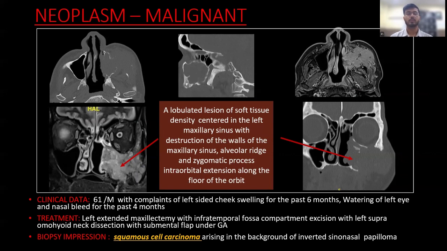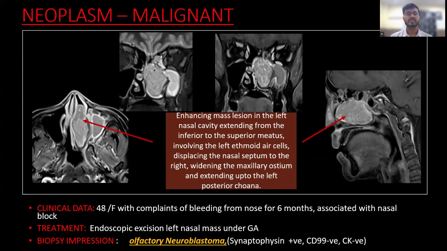The biopsy impression came out to be squamous cell carcinoma arising in the background of inverted sinonasal papilloma. The imaging findings are a lobulated lesion of soft tissue density centered in the left maxillary sinus with destruction of the walls of the maxillary sinus, alveolar ridge and zygomatic process, and intraorbital extension along with the floor of the orbit.